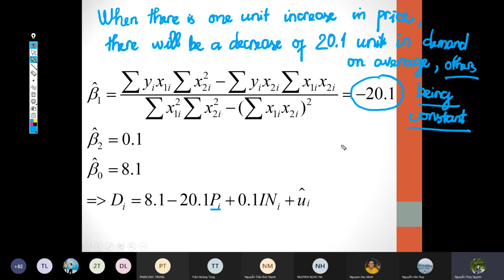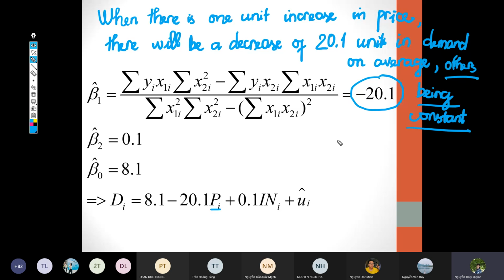If price increases by 1 unit and other things are constant, there will be a decrease of 20.1 units in demand on average.